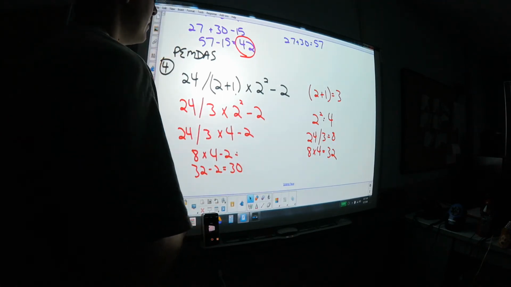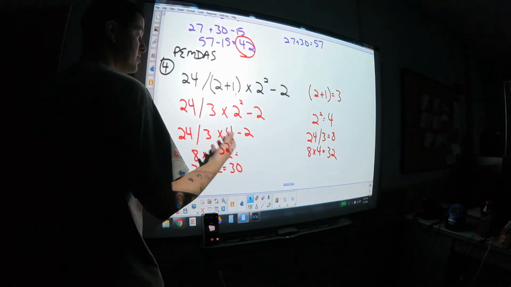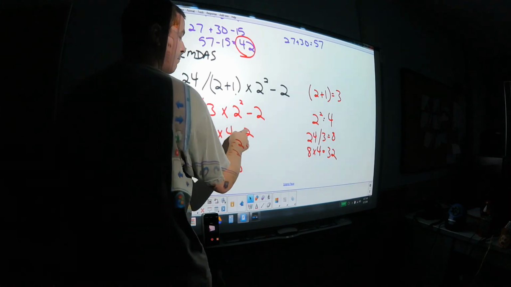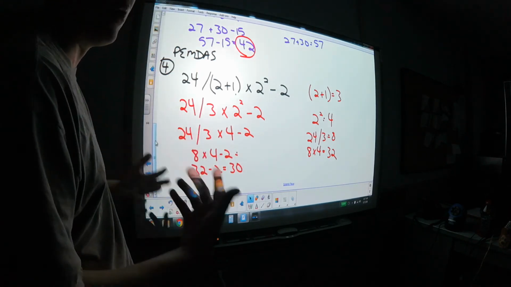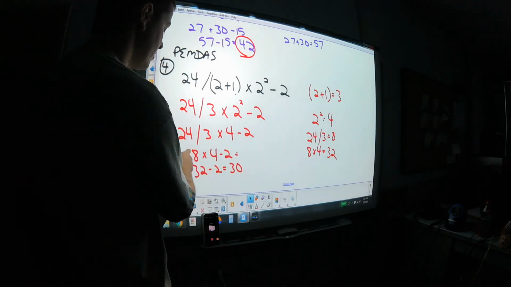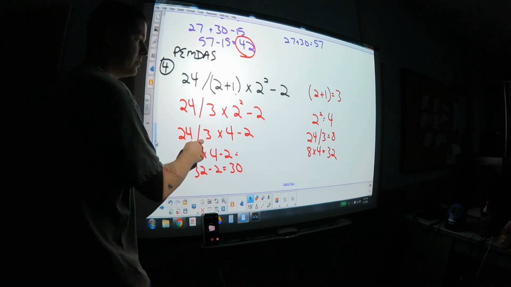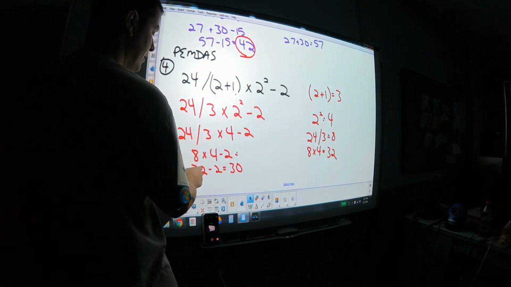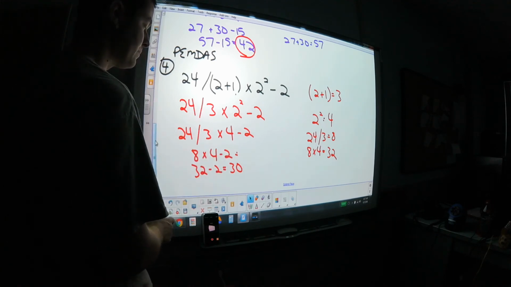Do we have exponents? Yes. 2 squared, 2 times 2. So 2 squared is 4. So now you have 24 divided by 3 times 4 minus 2. Now, multiplication and division. Yes, we have both. Reading left to right, what comes first? 24 divided by 3 comes first. 24 divided by 3 is 8. So now we have 8 times 4 minus 2 left.